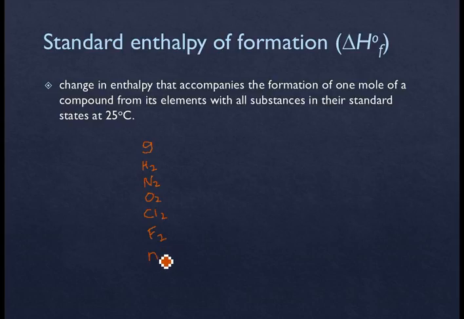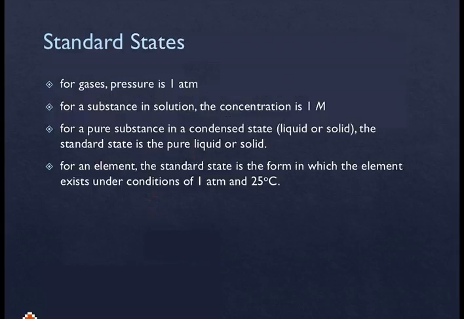and then noble gases. And that's it. Liquid, there's only 2: mercury, bromine. The rest are all solids. So anything else that appears in a question is going to be a solid, unless it tells you otherwise, because temperature is different. So standard states, what does that mean?